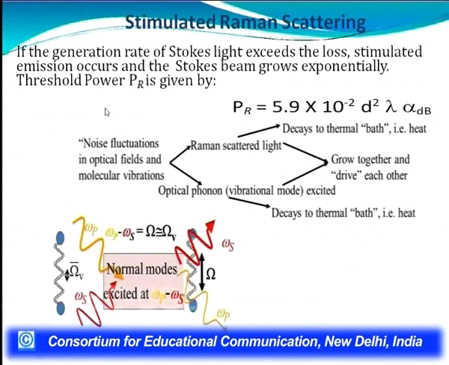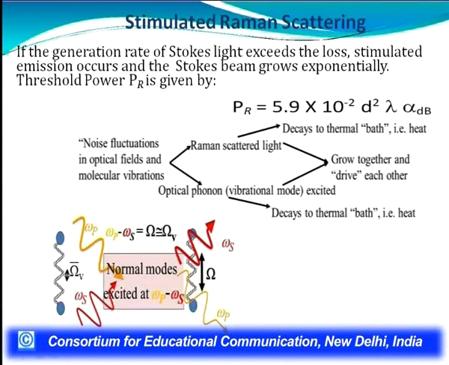Here we see from the diagram that if the generation rate of Stokes light exceeds the loss, then stimulated emission occurs and the Stokes beam grows exponentially. The threshold power P_R is given by 5.9 × 10^-2 d² λ α_dB.